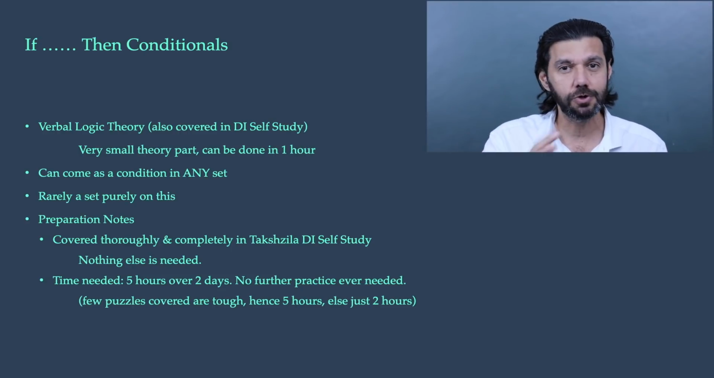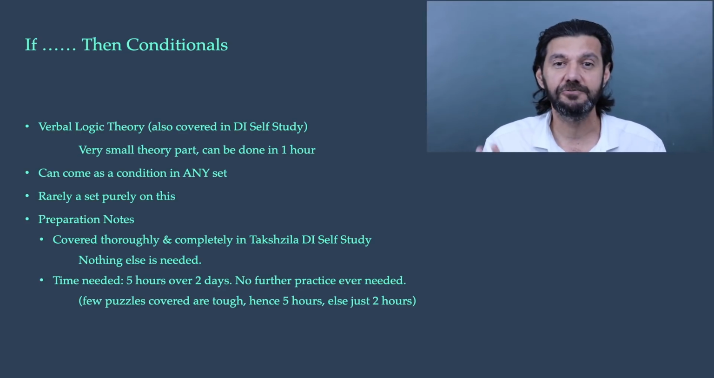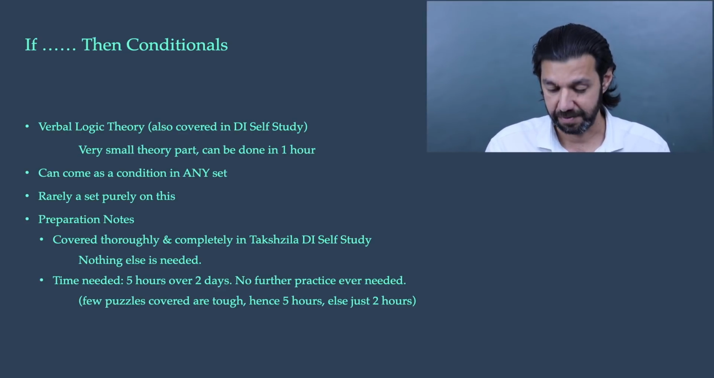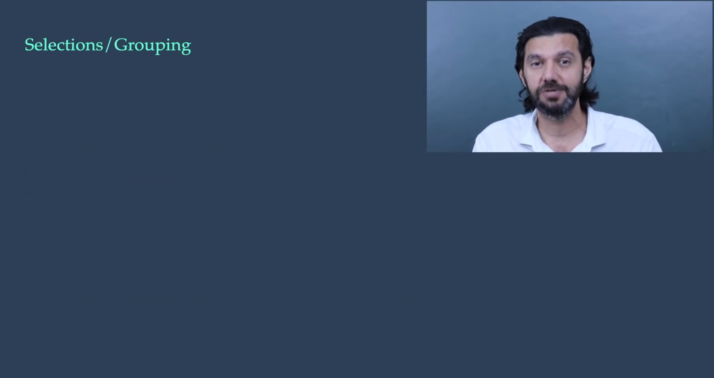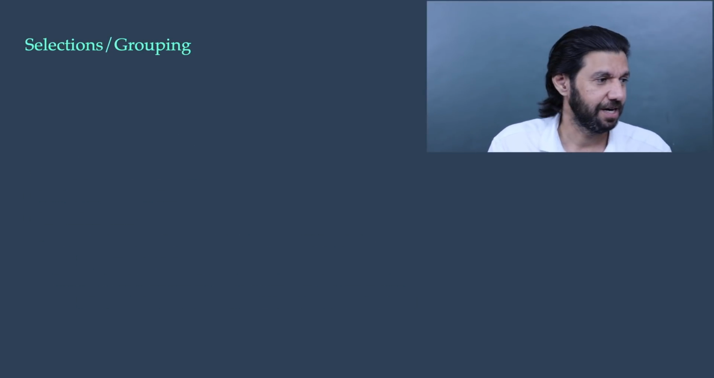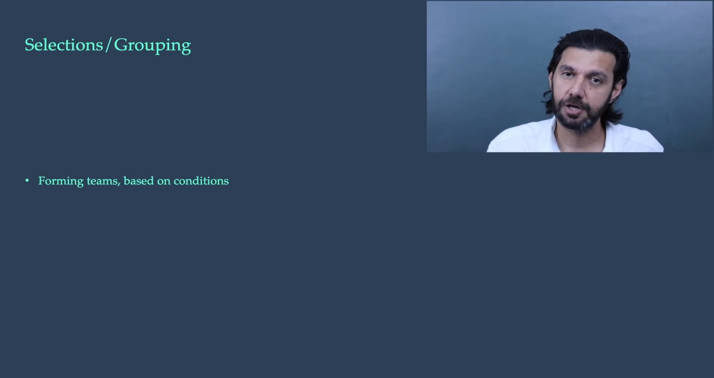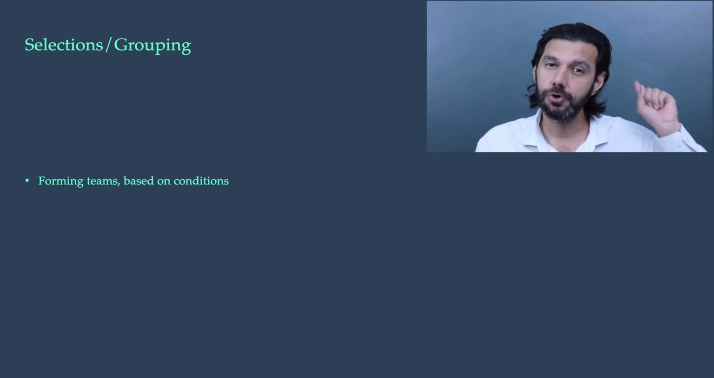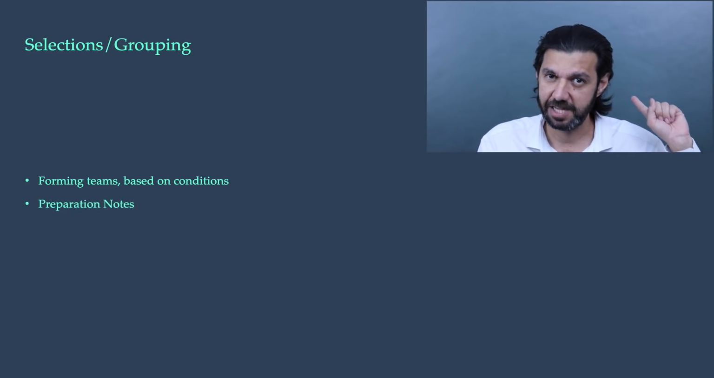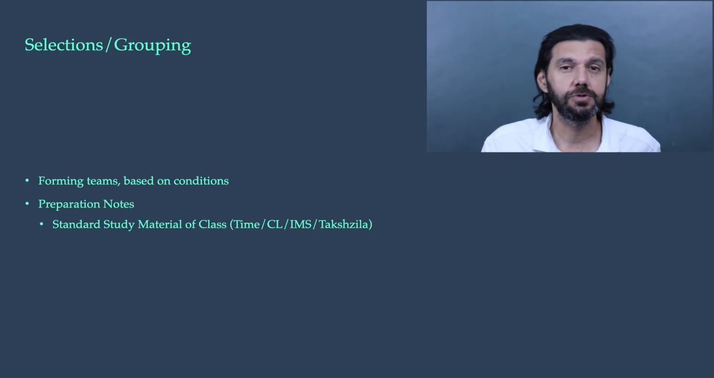But once you do those 4-5 puzzles on if-then, you're never going to get confused about these if-then statements: what is a premise, what is a conclusion, and what all are valid in this. Selection grouping, you form teams based upon different conditions. Many of those conditions are if-then, though you don't need the sort of difficulty level that we have covered in puzzles. Let me again tell you that, right? How do you do this?